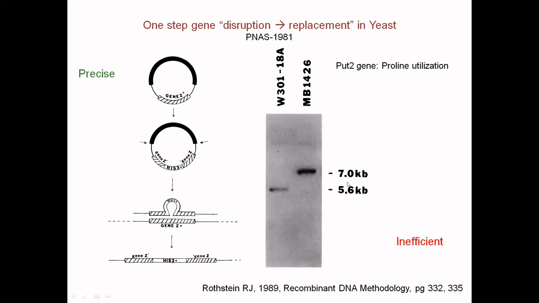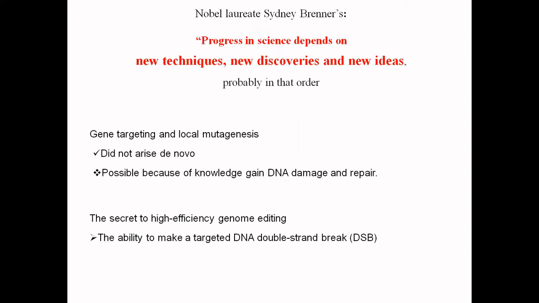For the first time in human history, the gene was manipulated in the lab. Then it's a long time. It is 40 years ago. There is a statement from the Nobel laureate Sydney Brenner that the progress in science depends on new techniques, new discoveries, and new ideas. I'll give you a very good example of this to understand.